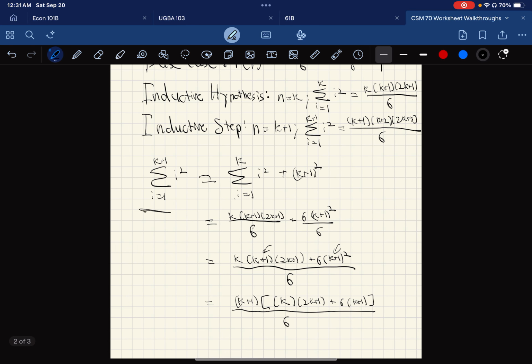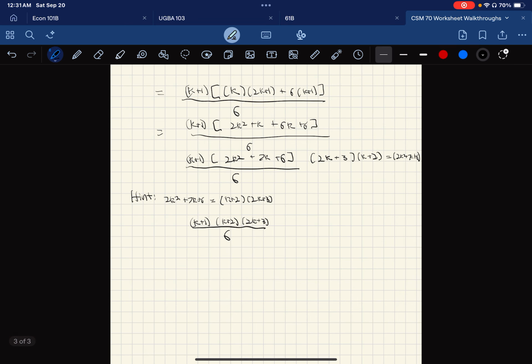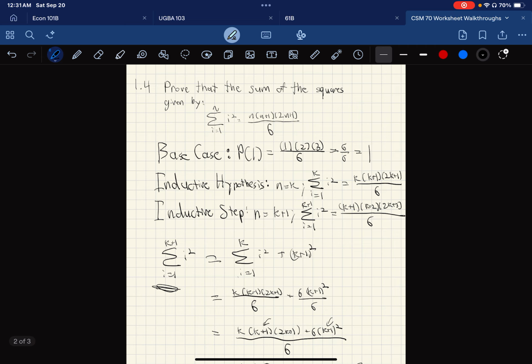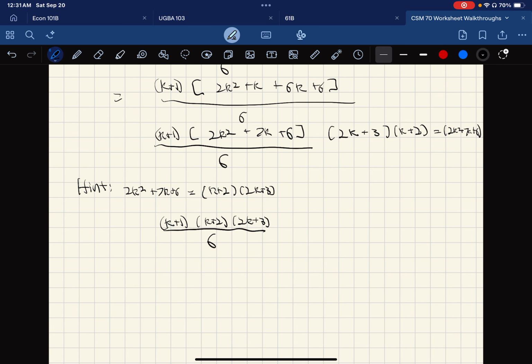And what do you know? We have proved that the sum from 1 to k plus 1 of those squares is, in fact, k plus 1 times k plus 2 times 2k plus 3 all over 6.